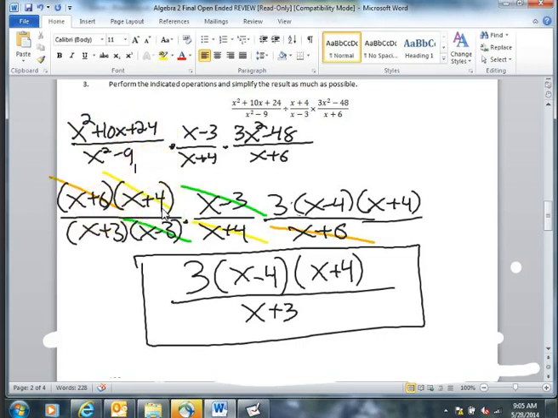You can FOIL it to check. X squared minus 9 is a difference of squares. That's x plus 3, x minus 3. Now, these two don't factor. Neither does x plus 6. How did I get from there to here?